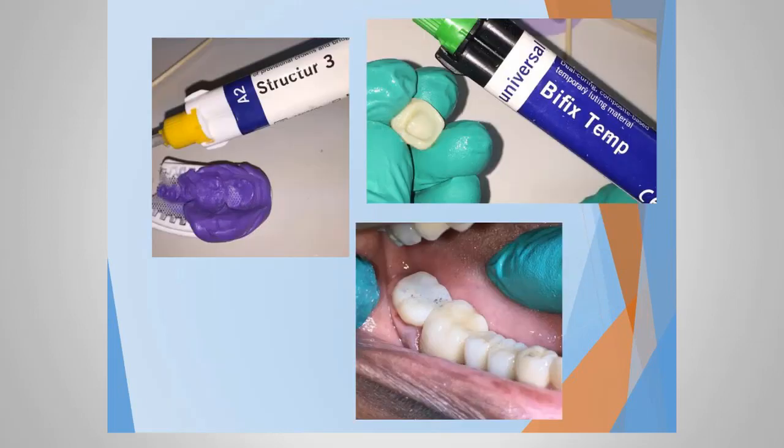Same tooth. In this case, I'm using Structure 3 by Bosco to make the temporary. I place the temporary material in this matrix, put that over the tooth, let it set up, and this is the temporary crown that we've made for tooth number 31.